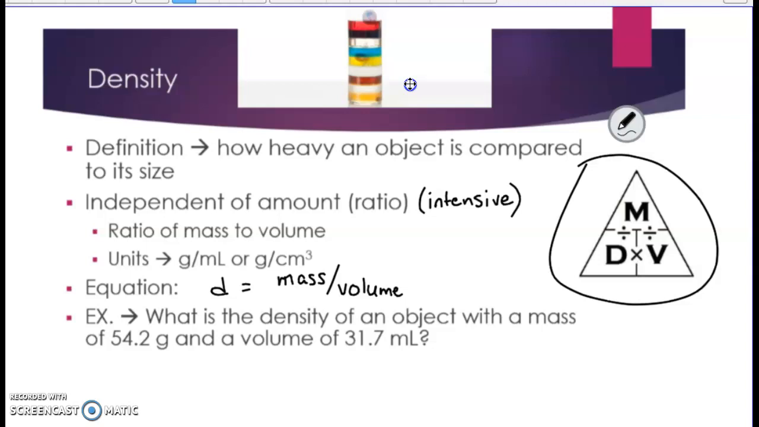To use the triangle, you read the problem and you cover up whatever it's asking about. So in the example, it says, what is the density of an object? So you're looking for density. In essence, you cover up D and you perform the math. So you're going to do mass divided by volume: 54.2 grams divided by 31.7 milliliters. I still use my sig figs, so I round here and I should end up getting 1.71 grams per milliliter for my answer.